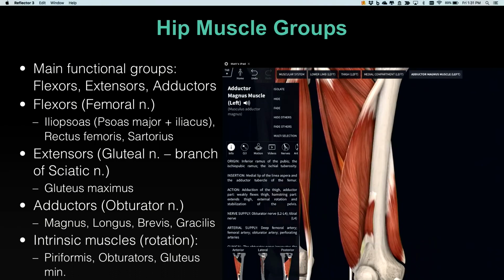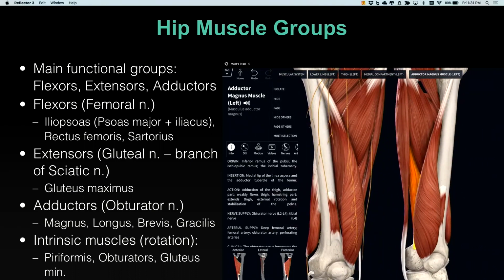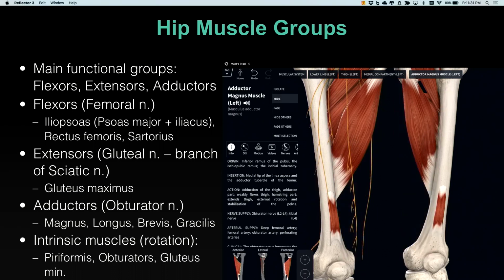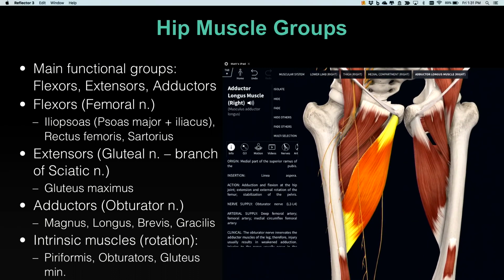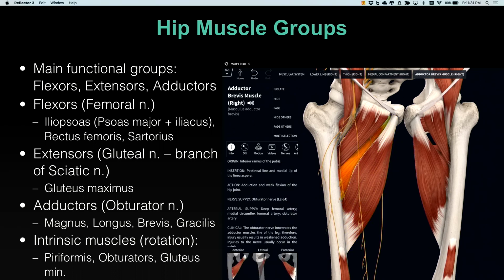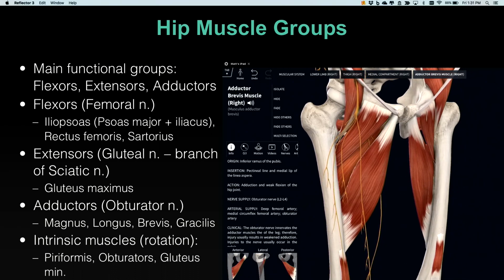Longus and Brevis share a similar orientation, and I'm going to remove some of the muscles to give you a better view of them. Longus shown here, Brevis shown just superficial. Both originate on the body of the pubis and have similar insertions as well. If they weren't separate, you could consider them as one muscle with one main action.